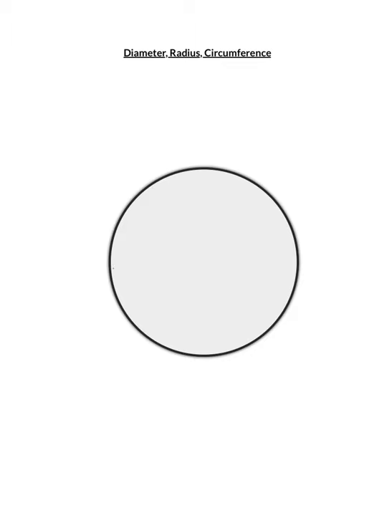So diameter is the length across a circle. So it's the full length here. So that is the diameter. Now radius goes from the center of the circle to the outside, and that can be anywhere around the circle, but the center to the outside, that is called the radius. So the radius is half the length of the diameter. So this would be a radius, and this would be a radius also.